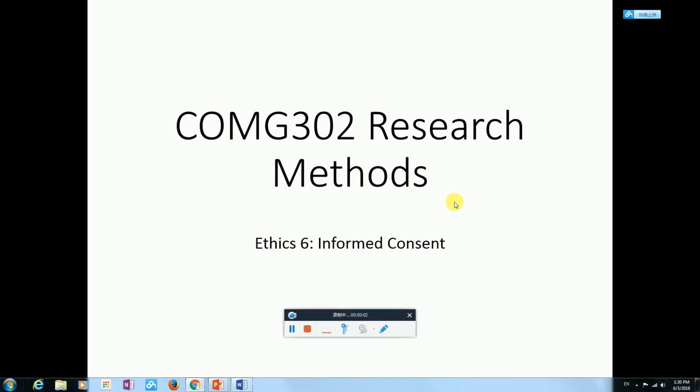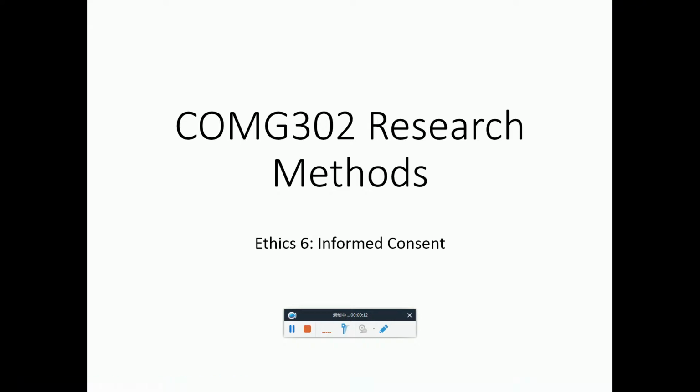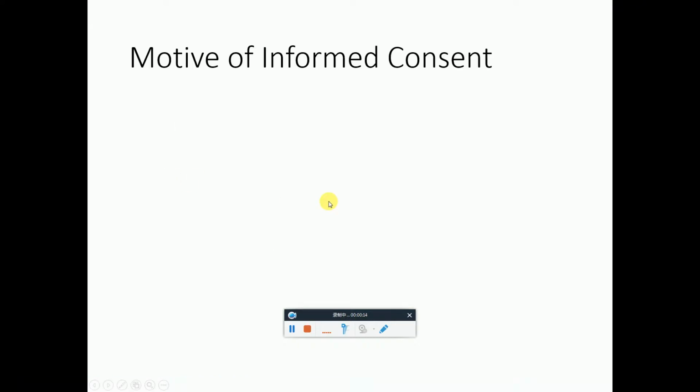Okay, let's continue with our special topics on research ethics. This is module number 6 on informed consent. Informed consent is a very important and required component of any research project involving human subjects.